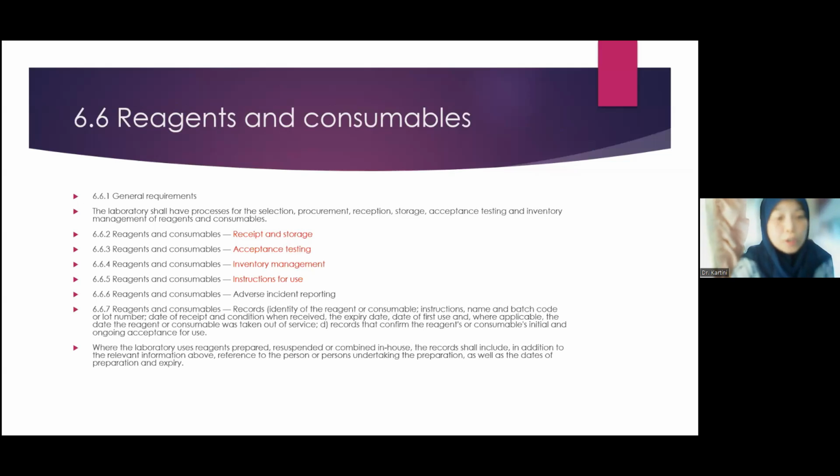For the reagents and consumables, there is a list of things that we have to do and ensure that there is documentation, paperwork done, whether it's on receipt and storage. There needs to be acceptance testing as well, and also inventory management and instructions for use. Usually for laboratory tests, we don't have any adverse incident reporting. However, for some tests, when they are using hazardous materials, then there should be a monitoring and surveillance document or worksheet for adverse incidents.